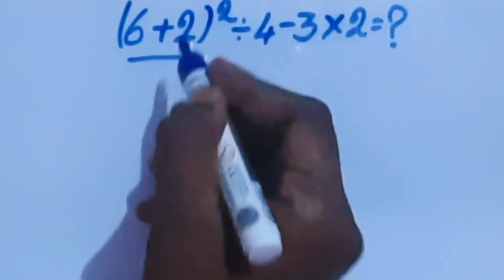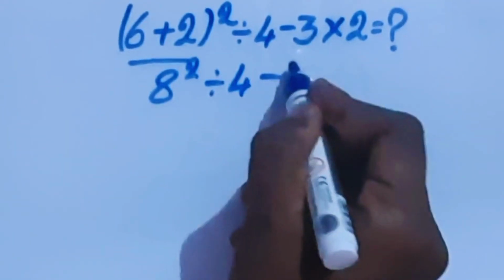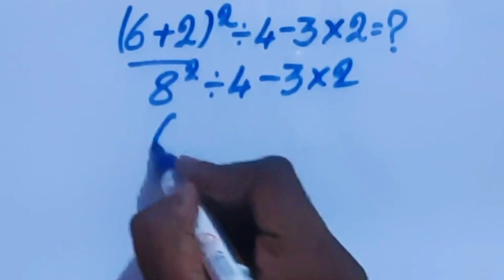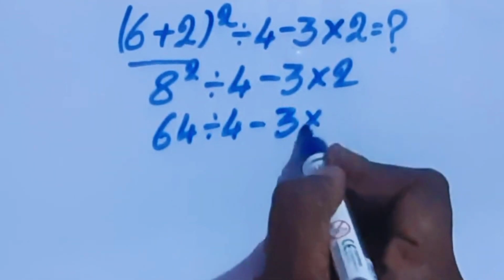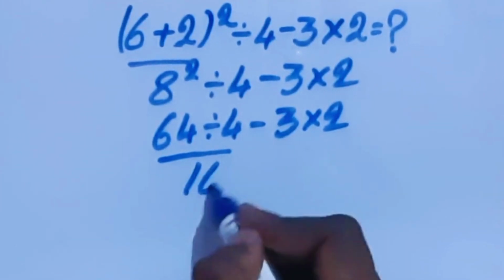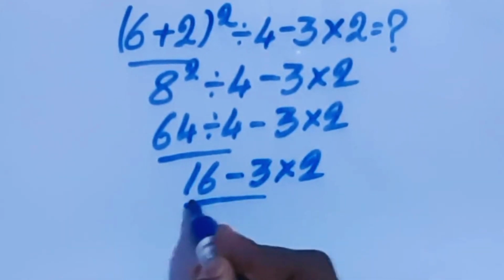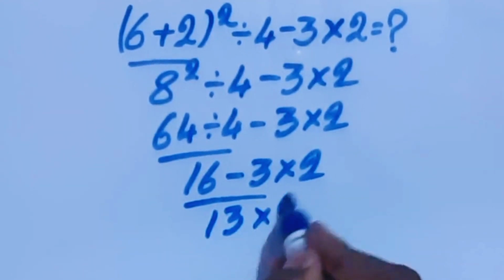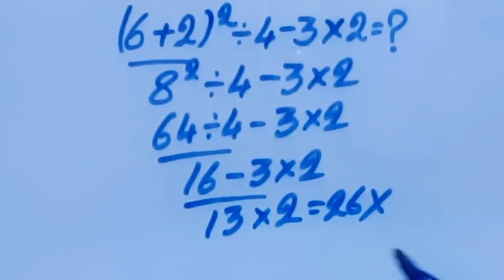I guess here 6 plus 2 is 8 squared divided by 4 minus 3 times 2. Here 8 squared is 64 divided by 4 minus 3 times 2. Here 64 divided by 4 is 16 minus 3 times 2. Here 16 minus 3 is 13 times 2. Here 13 times 2 is 26, which is the wrong answer.